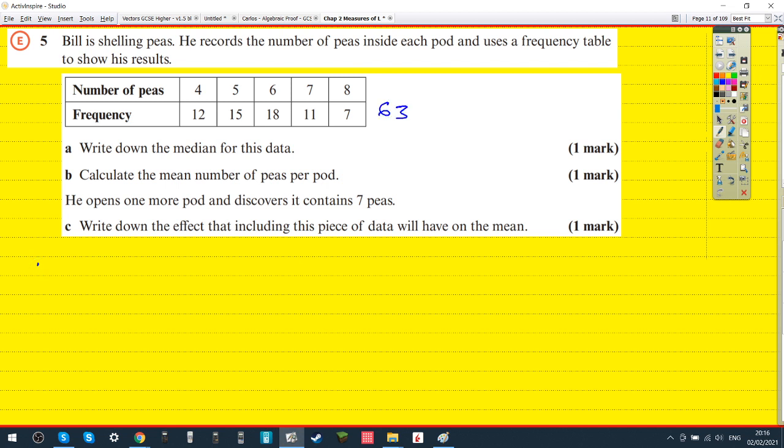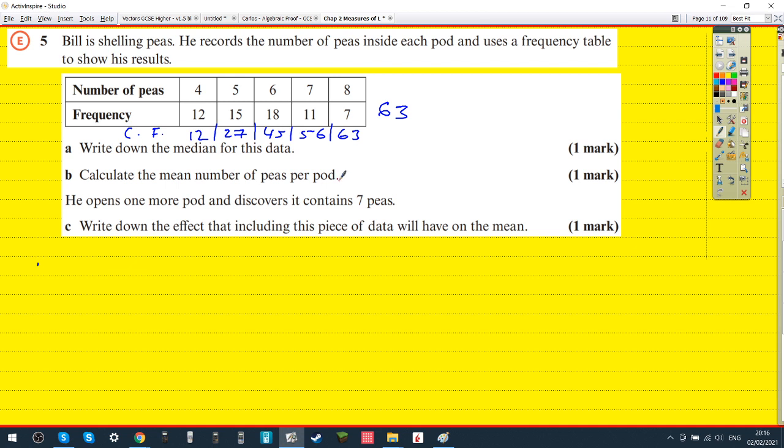And then you use cumulative frequency. So the first one would be 12. Second one would be 27. Third one would be 45. The fifth one would be 56. And the last one would be 63, the total. Okay.